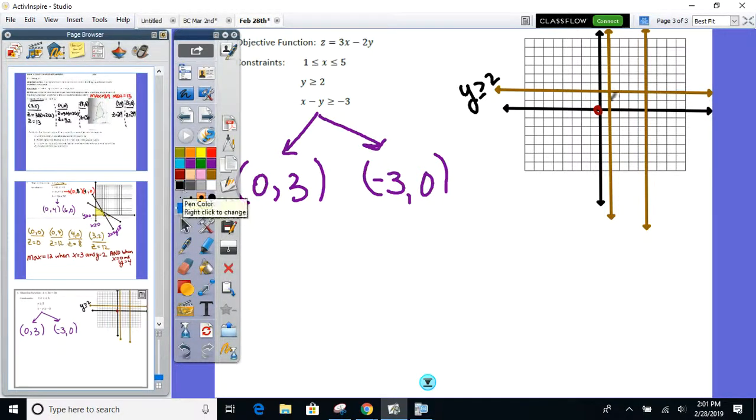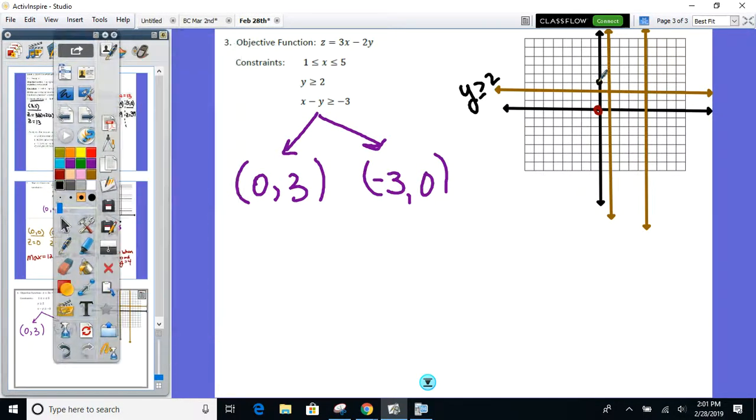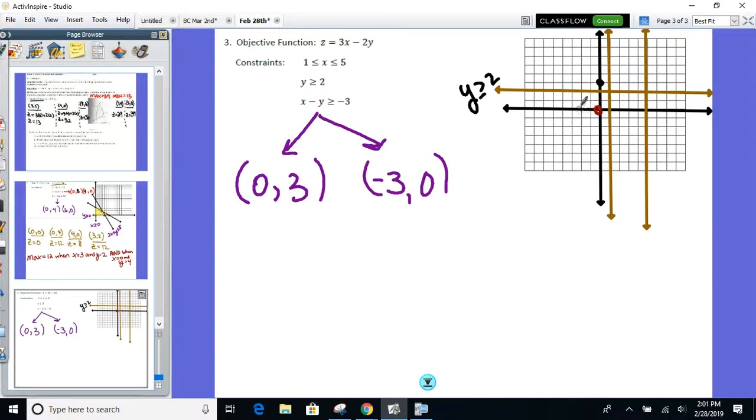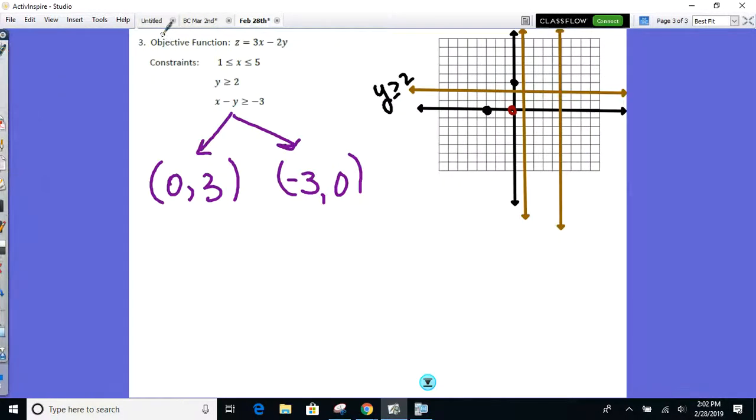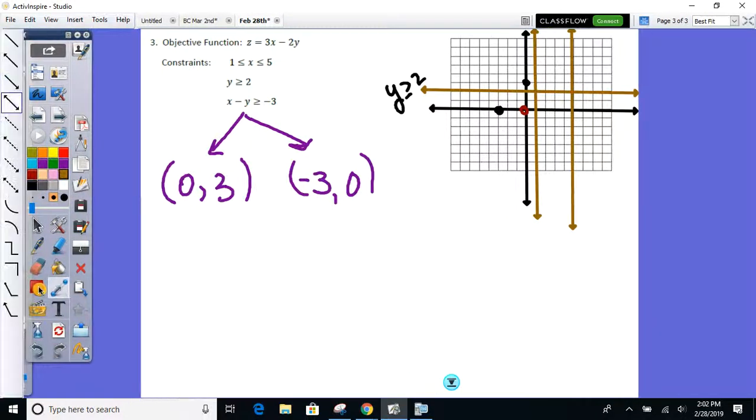I got 0, 3, 1, 2, 3, -3, 0. Graph that one in. Where'd it go? There it is. Labels, labels, labels.